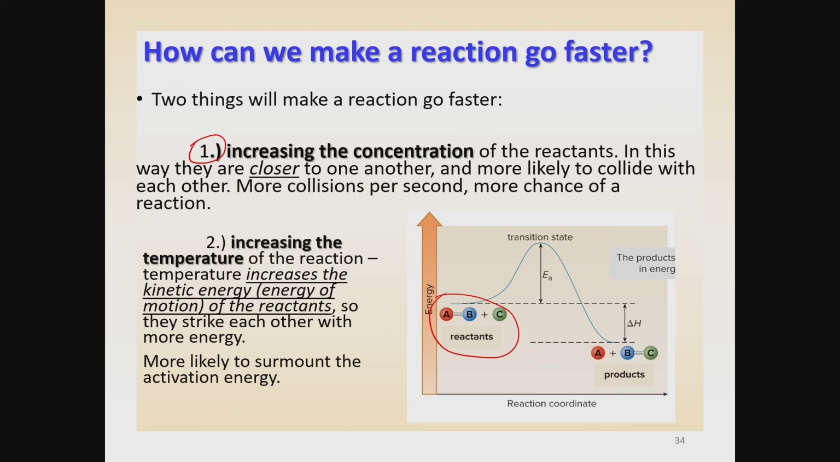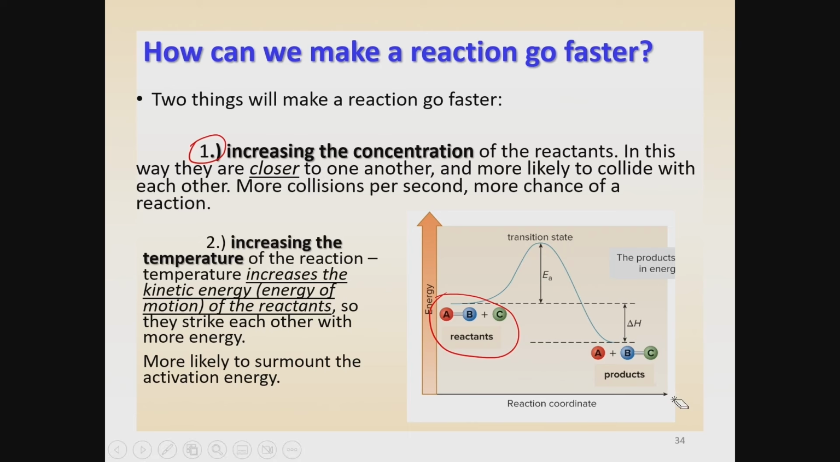And the reason is pretty easy to understand. If you're increasing the concentration of the reactants, there are a lot more reactants for the volume they're in. Therefore, the reactants are closer to one another, and therefore they are more likely to collide with one another. And so if you have more collisions per second, there's more chance of some kind of reaction that will get you over the transition state into products.